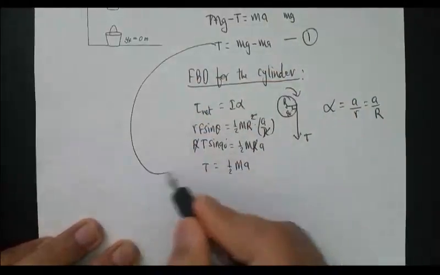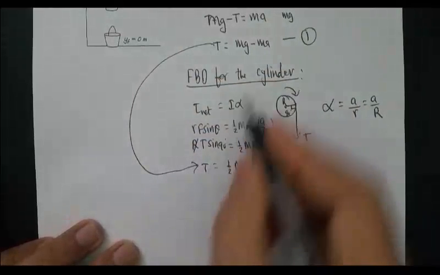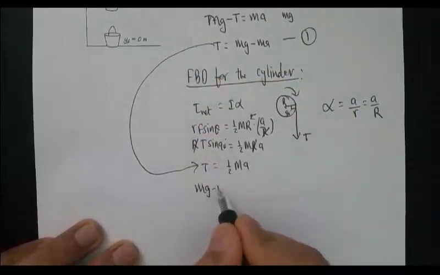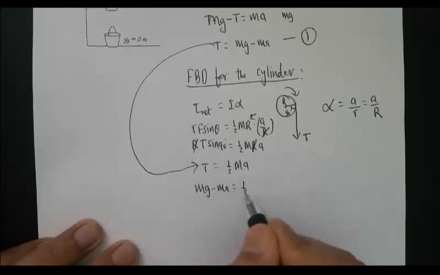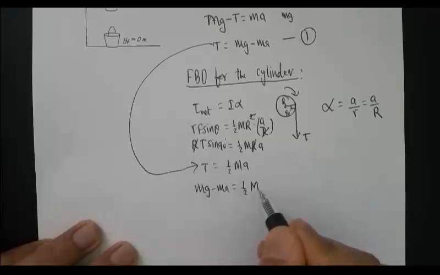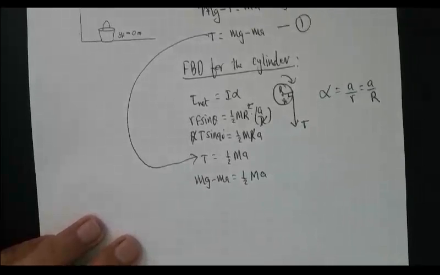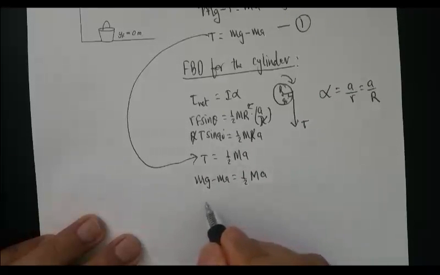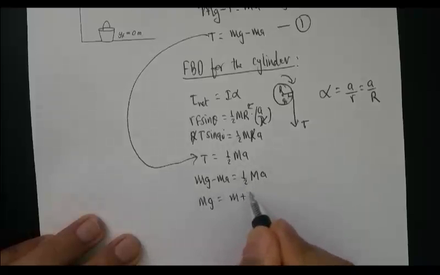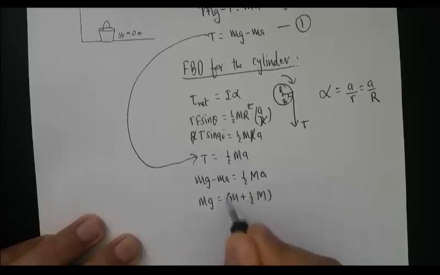Now you have to eliminate tension from equation number 1. Put the tension as mg minus ma equals 1/2 big M a, where big M is the mass of the cylinder, and then solve for acceleration. That's it. I'm factoring out the linear acceleration because that's what we're solving for. So a equals mass times gravity divided by m plus 1/2 M.